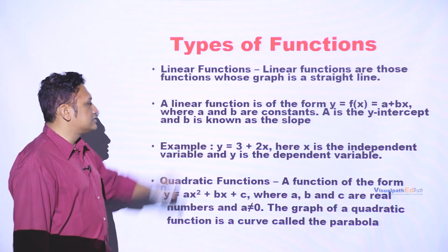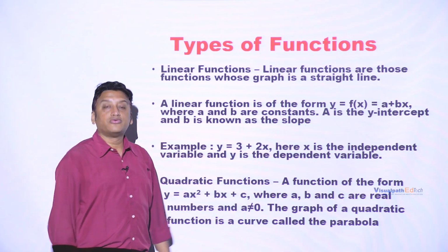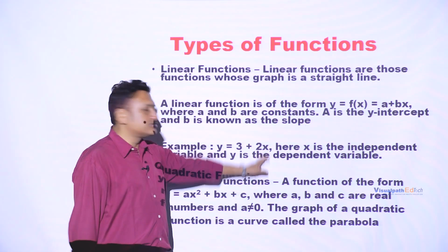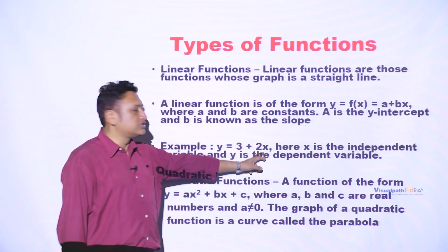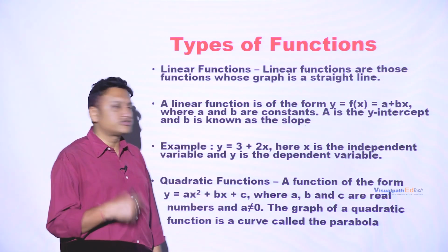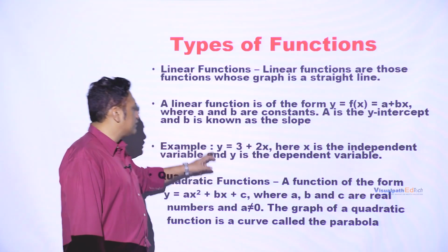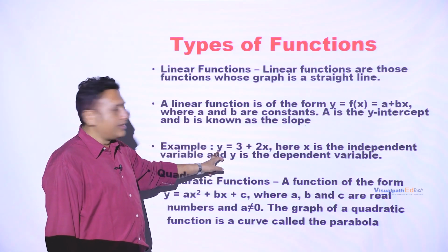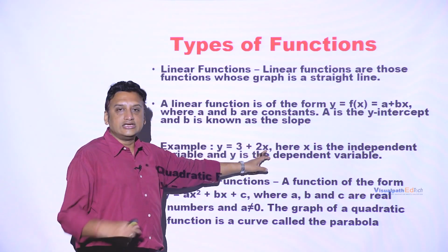So, here x is the independent variable and y is the dependent variable. Why is that so? Because x's values we can take at our own will. I can put x equal to 0, I can put x equal to plus 1 or x equal to minus 1, plus 2, minus 2, anything, and accordingly I can calculate this value, and thereby I will get the values of y. That is why y is called the dependent variable and x is called the independent variable.